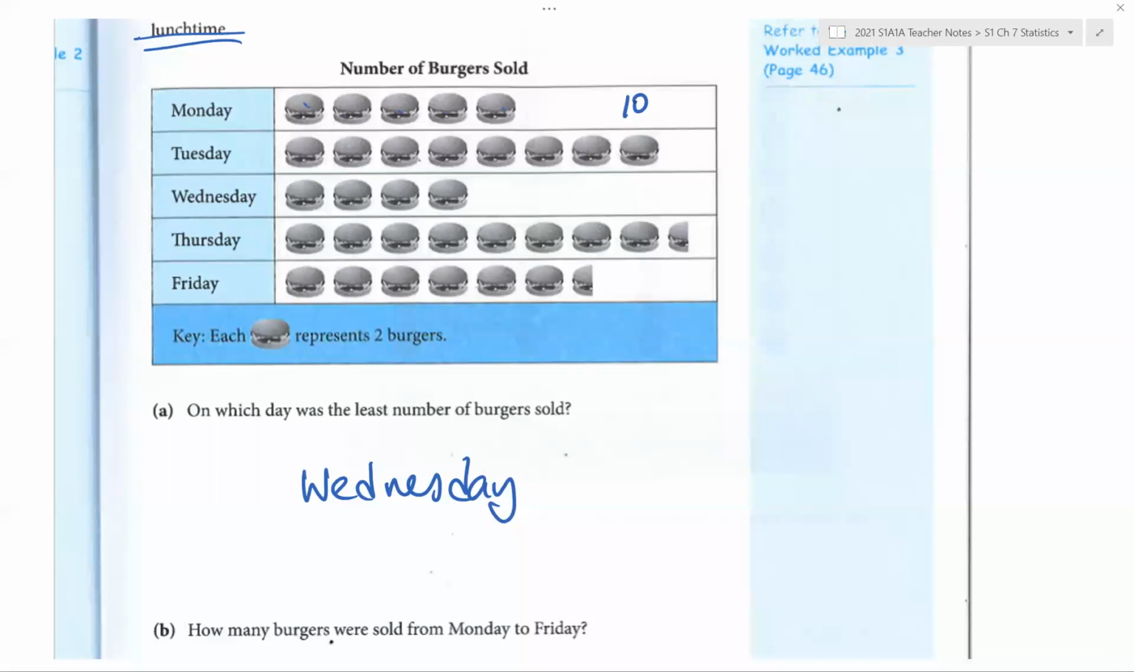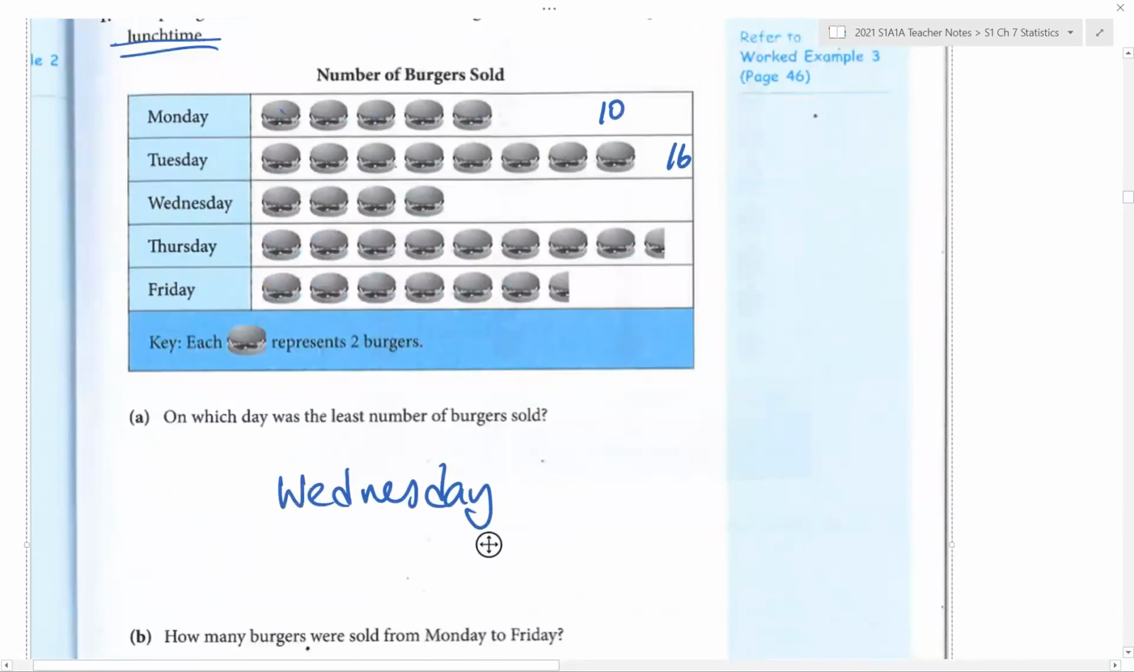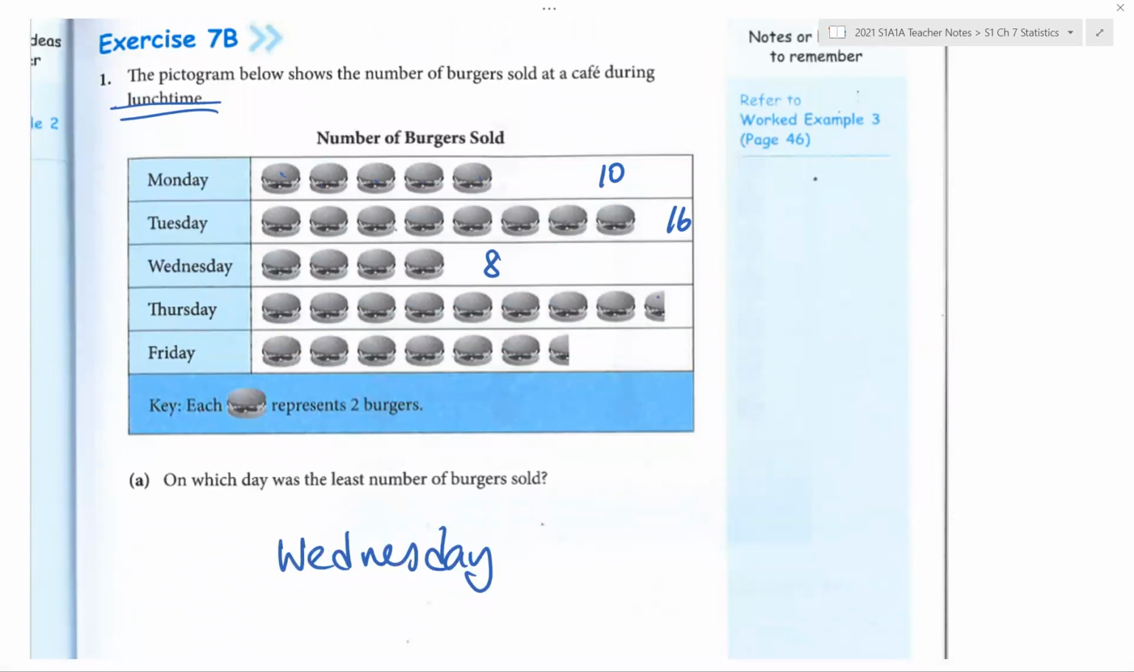The next one, Tuesday, we've got how many pictures? 1, 2, 3, 4, 5, 6, 7, 8. 8 times 2, 16. Then the next one, 1, 2, 3, 4, 5, 6, 7, 8.5. Then half over here refers to 1. Okay, so 8.5 times 2, 17. Or you can count 2, 4, 6, 8, 10, 12, 14, 16, 17. Many ways of doing it. The next one, 2, 4, 6, 8, 10, 12, 13.